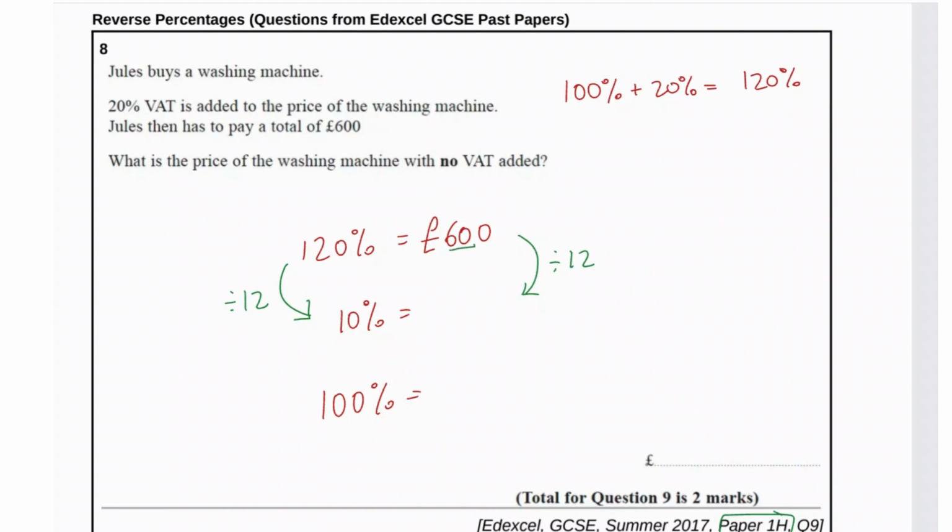What you might notice is that there are 5 12s in 60. So 10% would be 50, and then 100% would be 500, because we times by 10 to get to 100%. And £500 feels like the answer. And if we think about it, £500, if you had to add on 20%, 10% would be 50, 20% would be 100, which would get you back to the £600. So quite a nice, easy one, that.